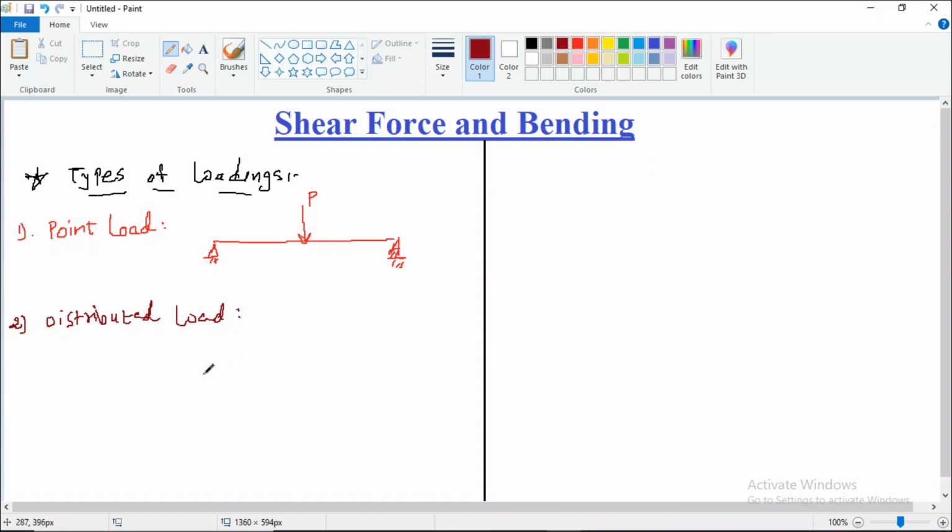So let us say, take the same beam, and as the name suggests, distributed load, so it may be distributed over the entire beam or in some part of the beam, may be equally distributed or may be randomly distributed. So this is how you can show the symbol for the distributed load.